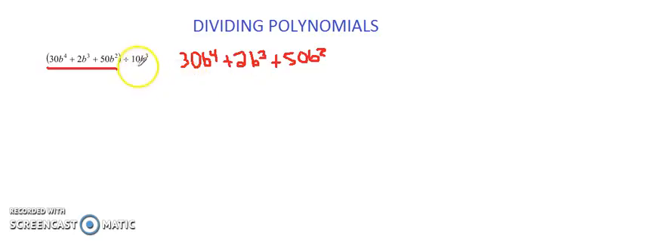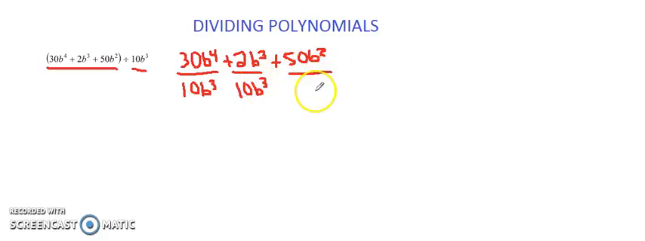Now I'm going to divide each one of these by 10b to the third. So I'm going to put that over the top of 10b to the third. I'm going to do the same thing to my second one. And I'm going to do the same thing to my third term. Okay, now that we have this written, we can treat each one of these as separate terms.